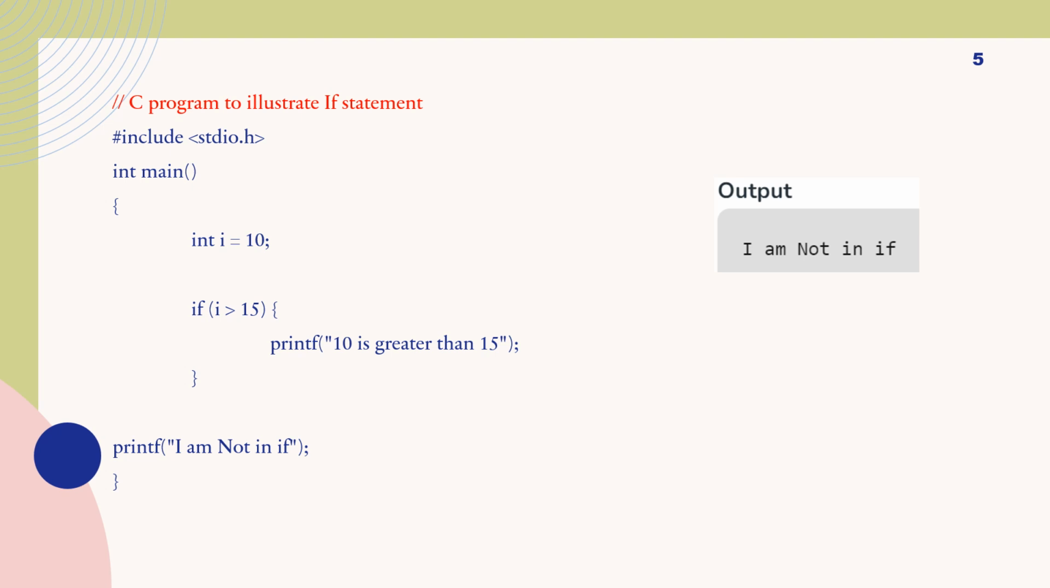And here is a simple program to demonstrate the if statement. We have the C header file and the start of the program. int i = 10 is the integer variable declaration. The constant value 10 is assigned to the variable i, and the data type of that variable is an integer. And if i is greater than or equal to 15, print "10 is greater than 15". But it is not true, so it will print "I am not in if".